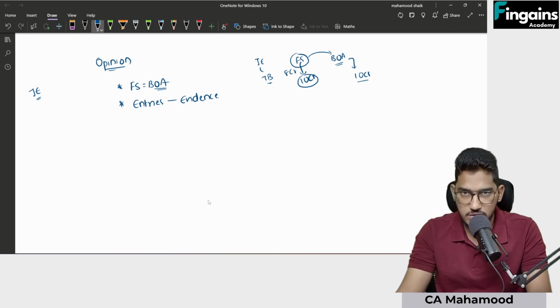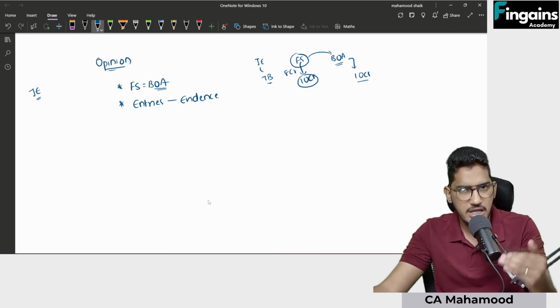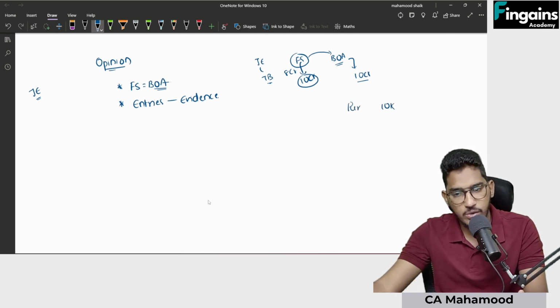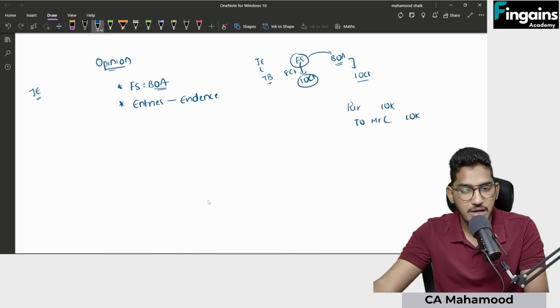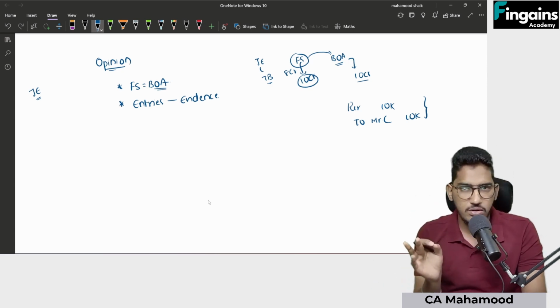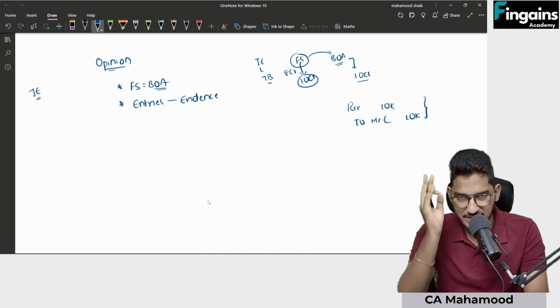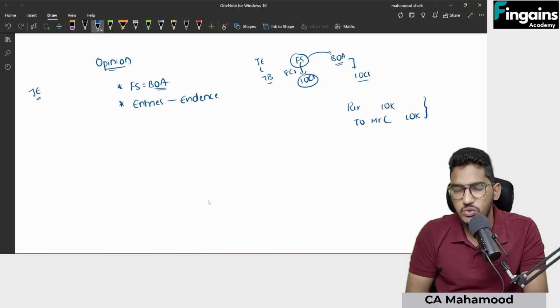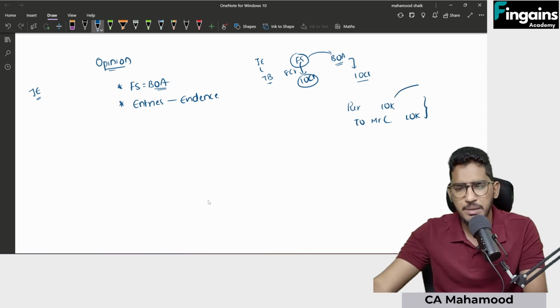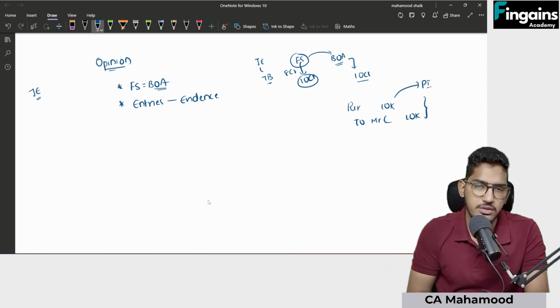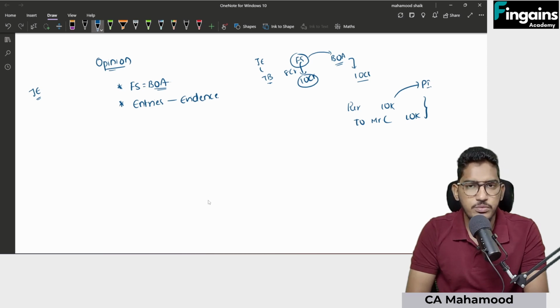Sir, evidence in the sense what, sir? Like for example, if I am seeing in my books of accounts a purchase entry was written, purchase account debit 10,000 to so and so creditor, to Mr. C 10,000. This entry I am able to see. Now this entry should have evidence or not. To know whether this purchase has really taken place, there should be some evidence. You tell me what will be the evidence? Purchase invoice should be the evidence.